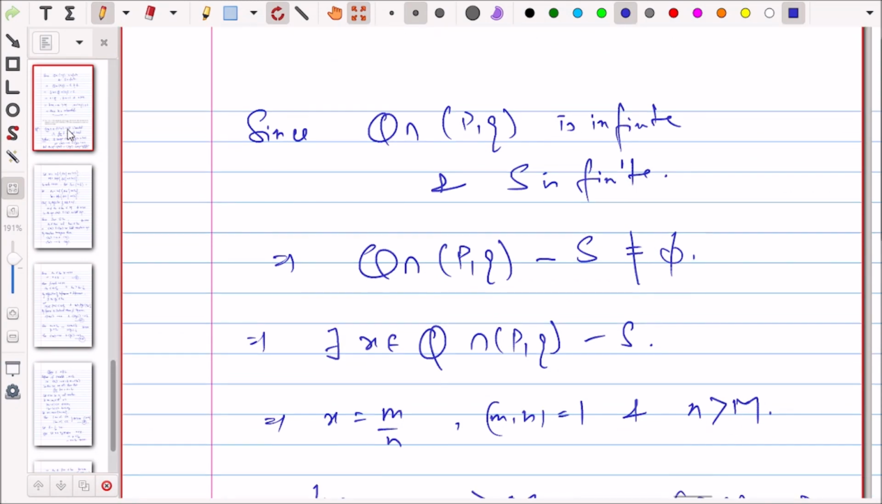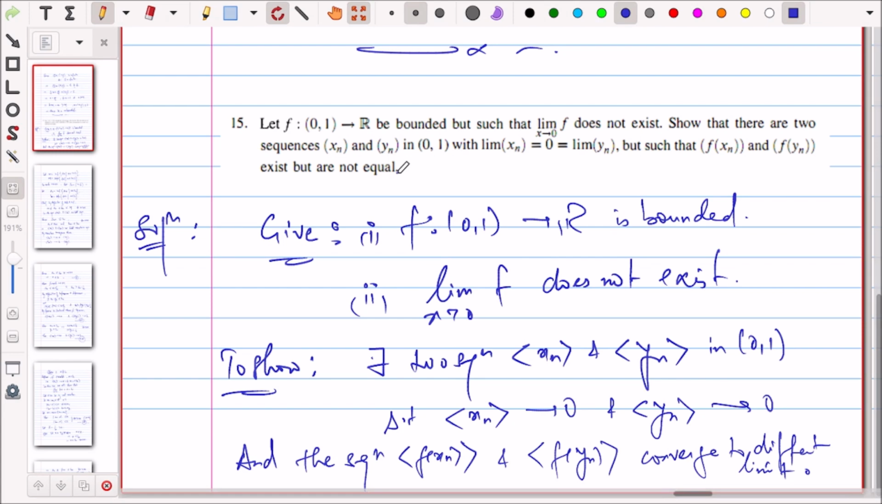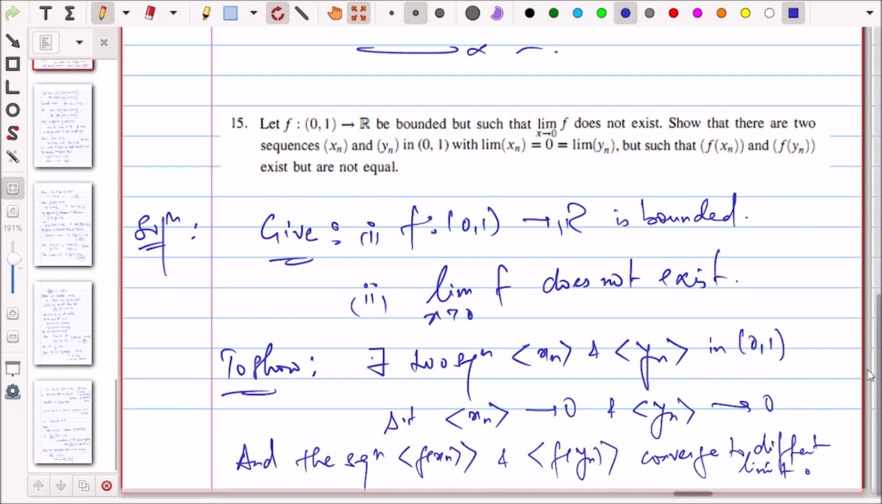Now what next are we asked to prove? So this completes the proof of this theorem. Okay, so this completes our exercise 5.1. In our next video we will solve exercise 5.2.